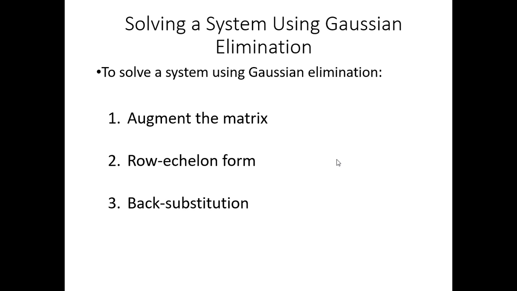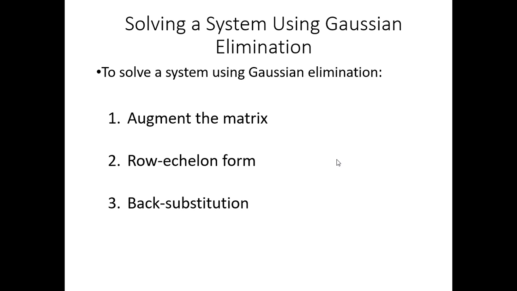Even though you do it your own way and I do it my own way, we should all end up with the same answer. But again, to remind you how to use Gaussian elimination: number 1, we augment the matrix. Number 2, we use row echelon form. And number 3, we use back substitution. In a future lesson, we're going to do reduced row echelon form using what we call Gauss-Jordan elimination.